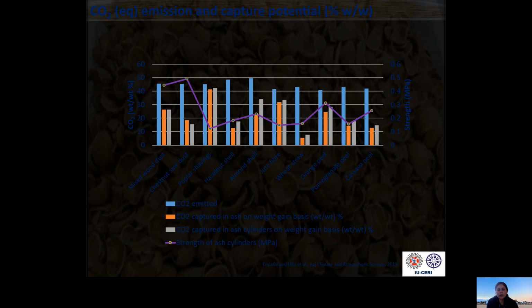And we also observed a similar trend in CO2 capture in ash cylinders on a weight gain basis, as you can see here. For example, in the case of poplar shaving, this was quite encouraging.